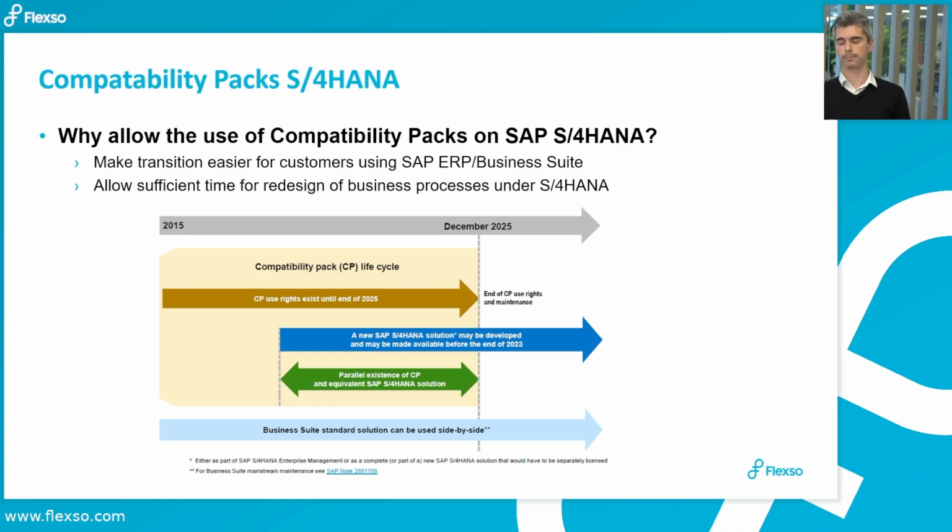As you can see on the timeline in the presentation, by December 2025, all these old functionalities are end of use. So what does that really mean? End of use in this context means that SAP reserves the right to no longer include these old functionalities in future releases of S/4HANA, right? So it doesn't mean it will stop working right away, but SAP has the right to exclude them from future releases. And that's a big wake-up call.